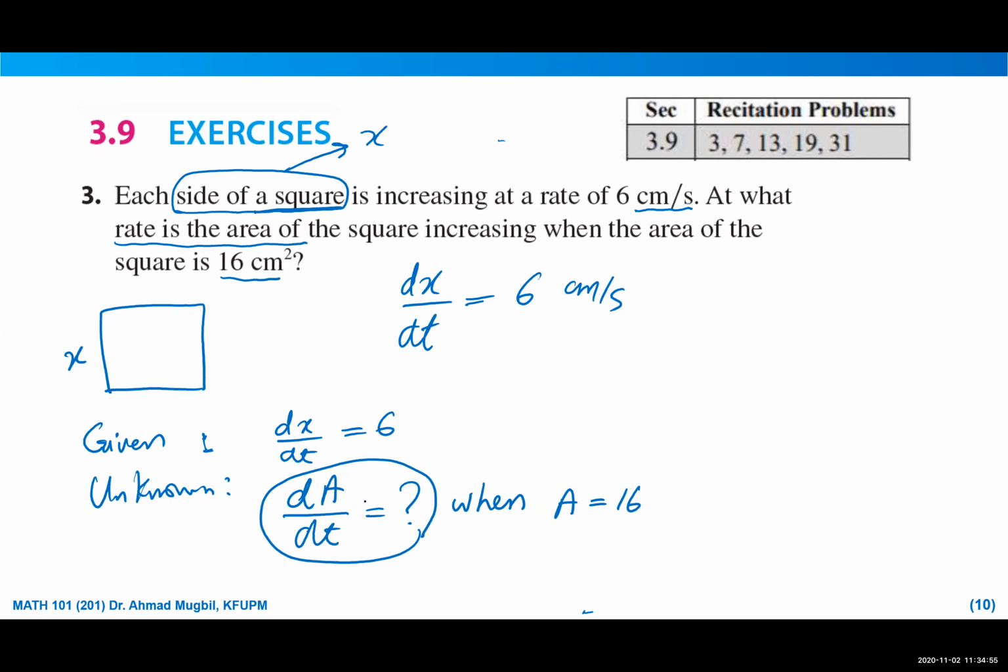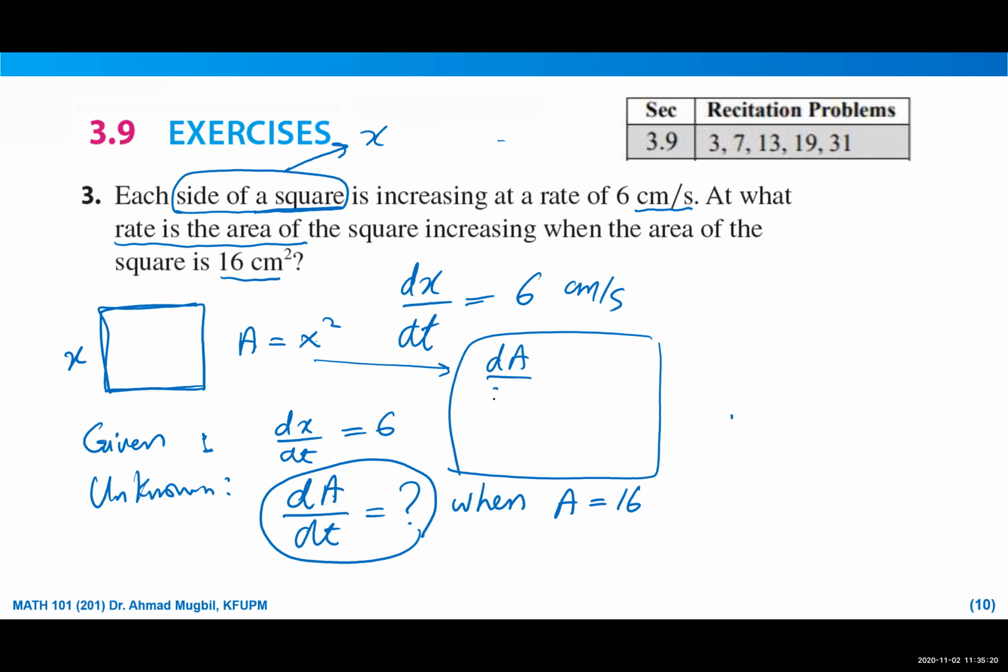Now the most important step is what is the relationship between x and A. I have two variables, x and A. What is the relationship between them? A equals x squared. What is the area of the square? The area of the square here, A equals x squared. So what will be dA dt? You will differentiate now. So dA dt will be 2x dx dt. We will differentiate both sides with respect to t.